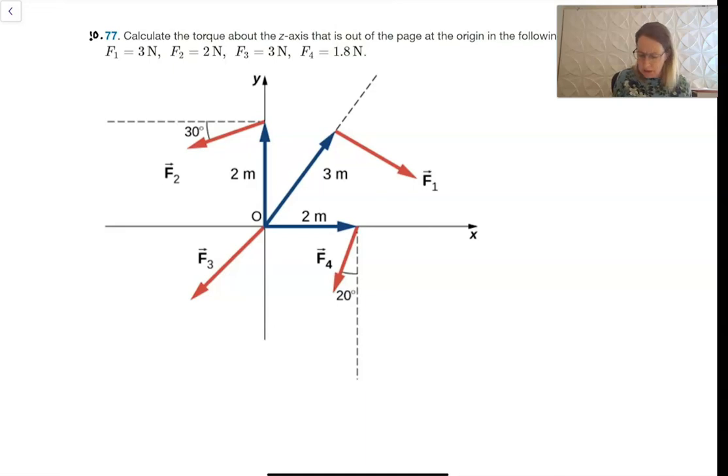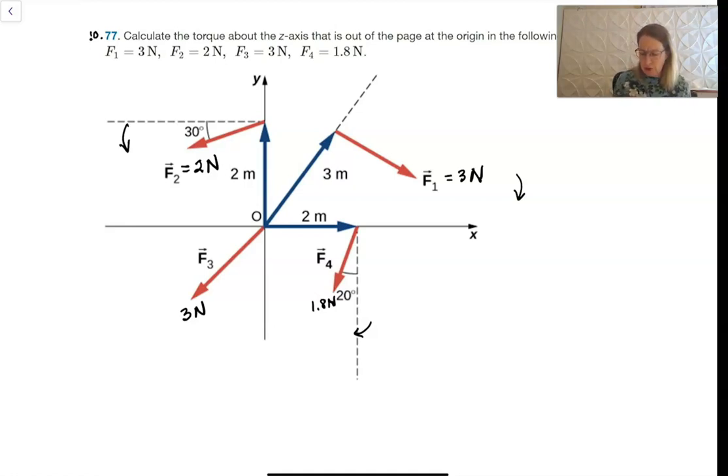Force 1 is 3 newtons, force 2 is 2 newtons, force 3 is 3 newtons, and force 4 is 1.8 newtons. We're going to need to pay attention to the direction of rotation that each of these contribute to. Notice that force 1 causes a rotation in this direction, as does force 4, right? But force 2 is causing a rotation in the opposite direction.